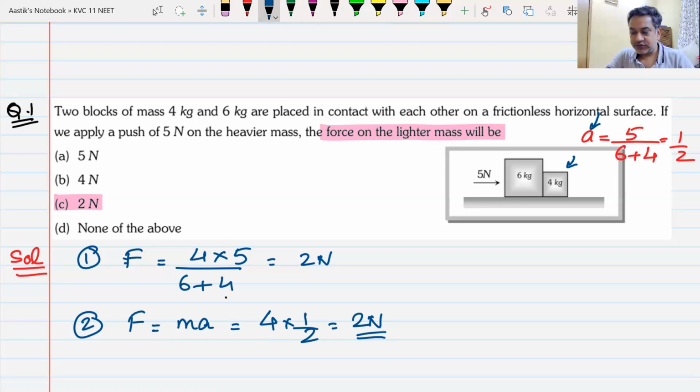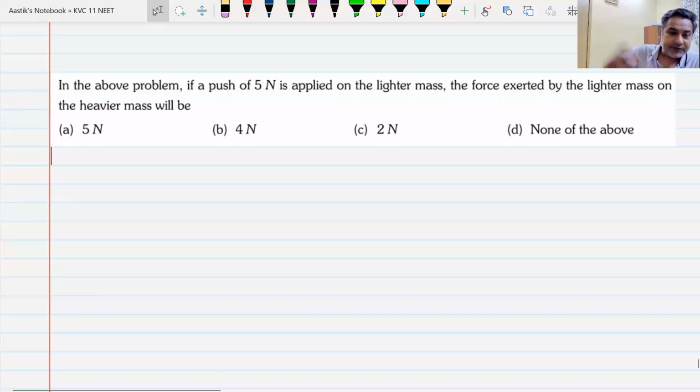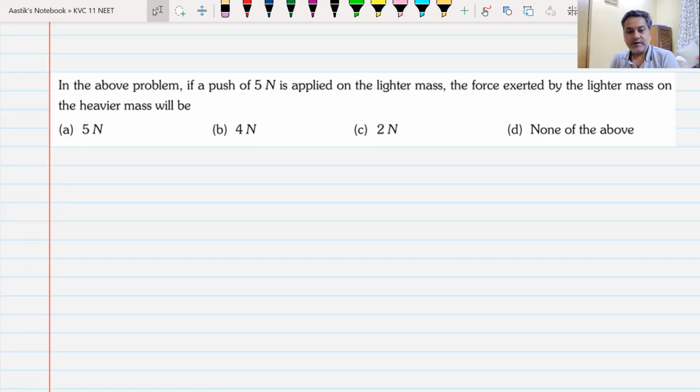Can we move on to the next question? This is the next question. It comes from the previous one. In the previous problem, if a push of 5 Newton is applied on the lighter block, so instead of the heavier block, the force is now applied on the lighter block, what will be the force on the heavier block?